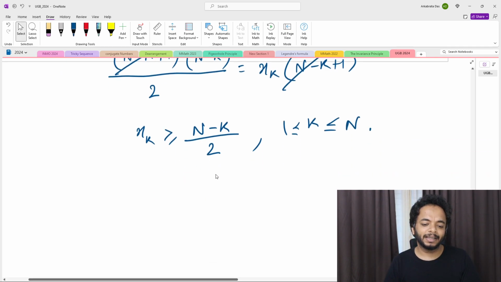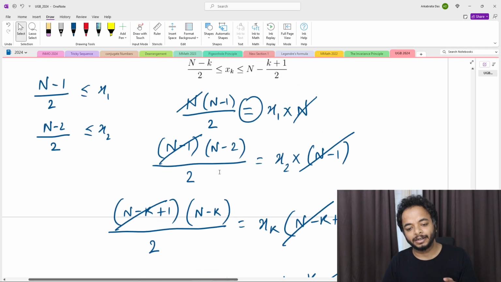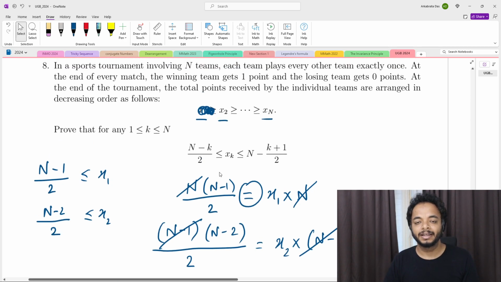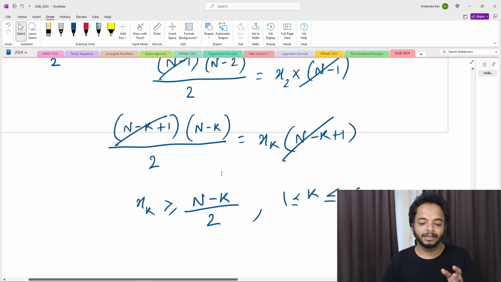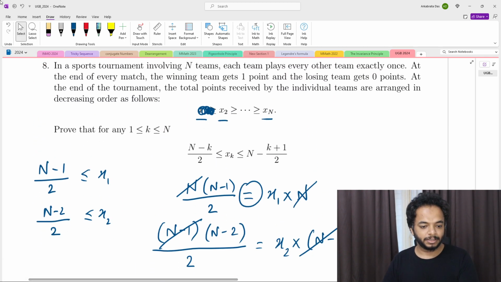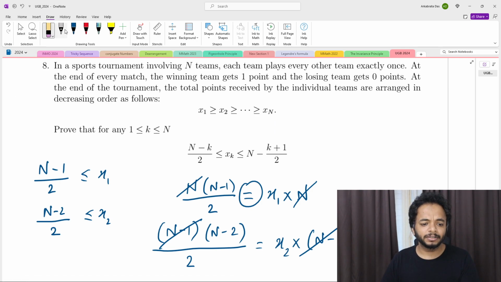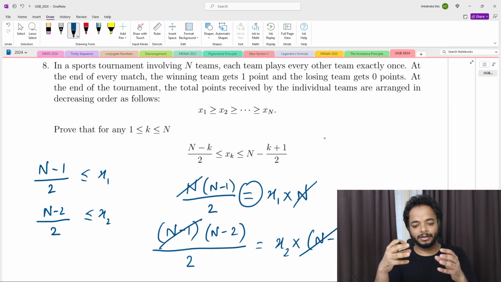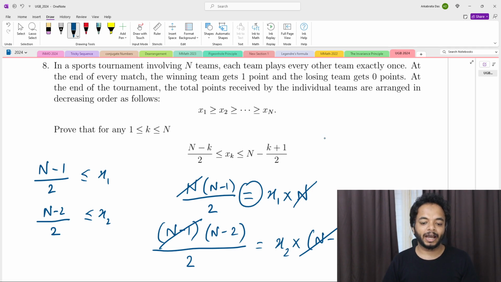Now for the right hand side inequality, I'm going to use this same idea. Basically this inequality. Now according to the number of wins, this sequence of teams has been arranged in a decreasing order, right? Now what I am trying to figure out is that I am going for the right hand side inequality.